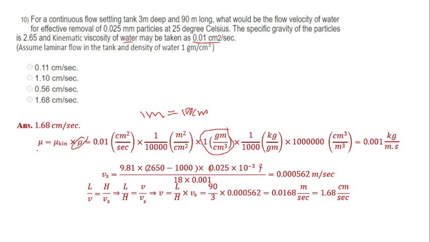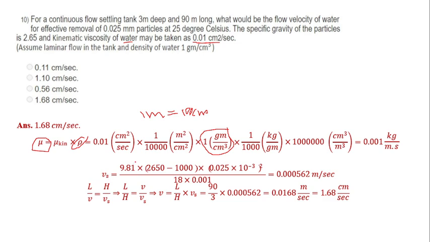So now we have a new viscosity. This is not the viscosity of water, this is the kinematic viscosity. So our new value is 0.001 kg per meter second. Since we have obtained the mu value, it is very easy to find the Vs value.